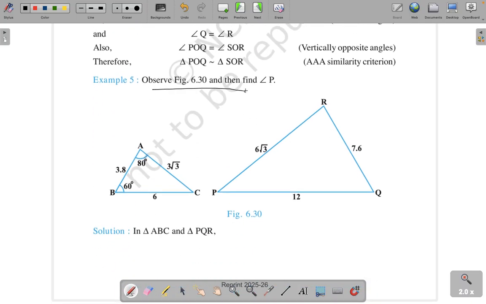Observe figure 6.30 and then find angle P. So you have to find this angle.